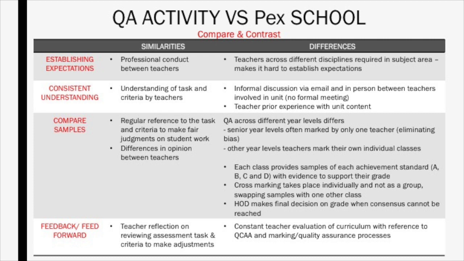These quality assurance processes in the school potentially impact on teacher judgment as consistent expectations and understanding is limited. In terms of comparing samples, marking in the school differs across different year levels, with senior classes marked by only one teacher and other year level teachers marking their own individual class.